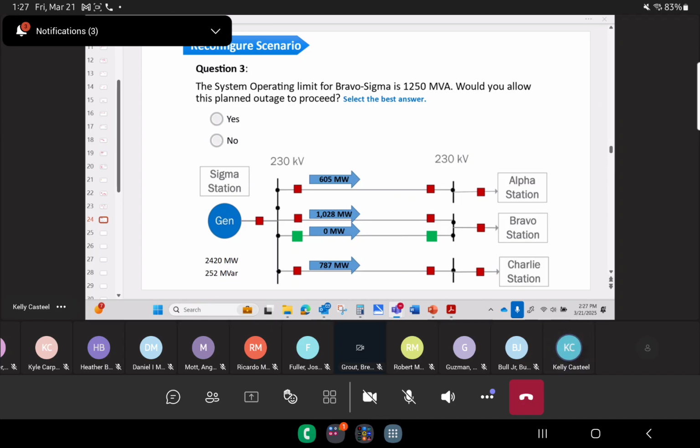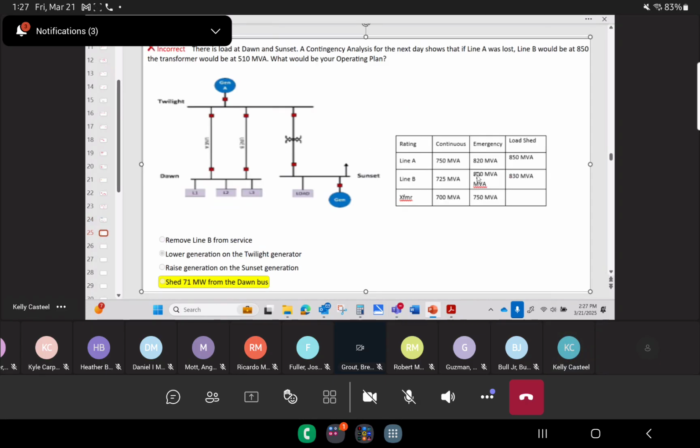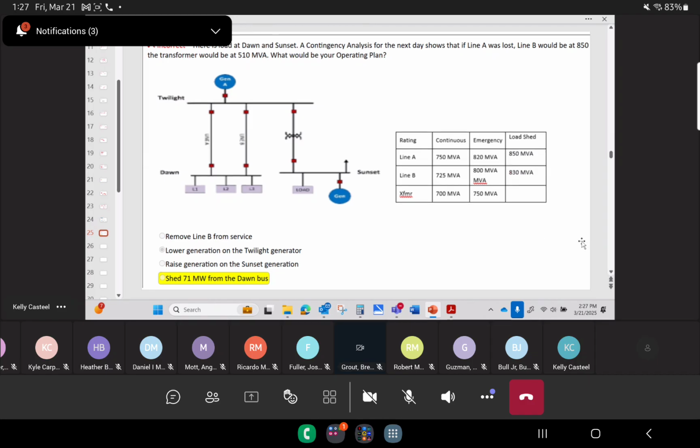Okay, so let me copy this one. Okay, so there's load down here at Dawn and Sunset stations. Contingency analysis for the next day shows that if line Alpha was lost, line Bravo would be at 850. Transformer would be at 510. What would be your operating plan?